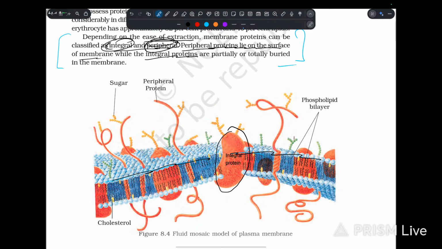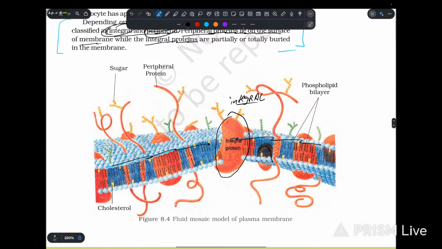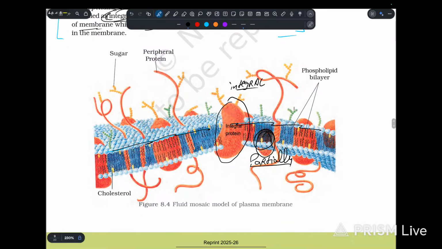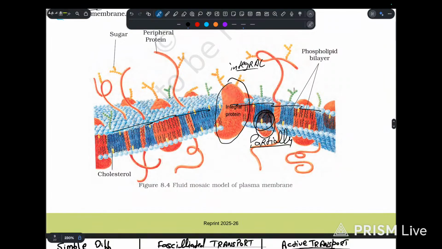So here if you look, this one is integral, it is totally buried in the cell membrane. This one is partially buried, so it is integral too. And this one is on the surface, so it is peripheral.